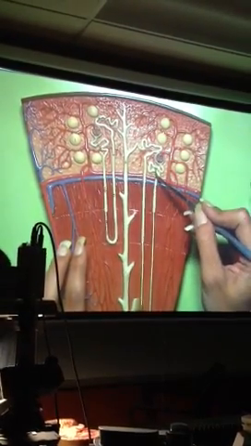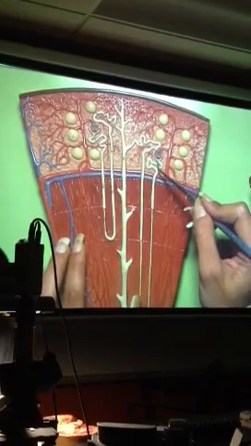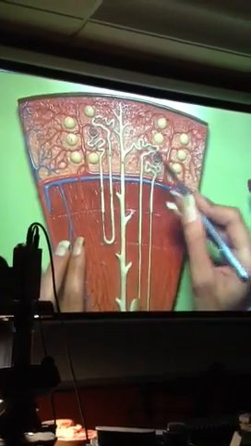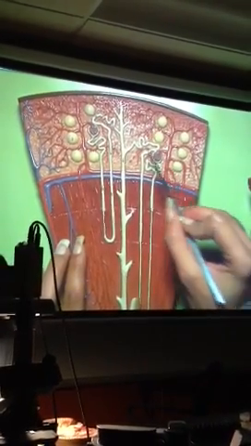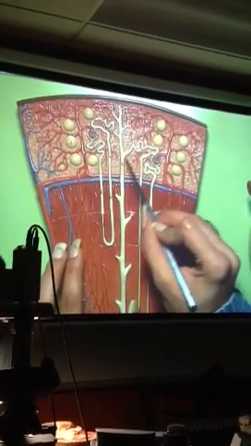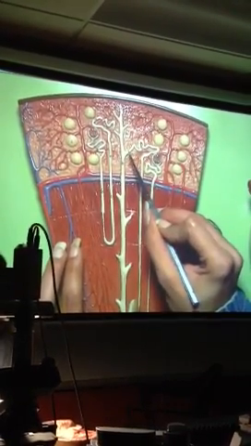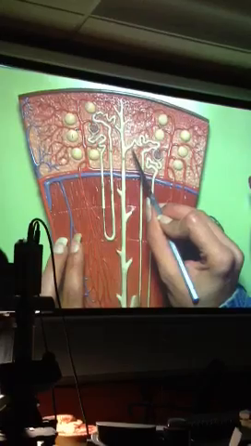Okay? So whether you're looking at this nephron or this nephron, the part that's connected to the renal corpuscle is the PCT, the proximal tubule, and the part that's connected to the collecting duct is the DCT.